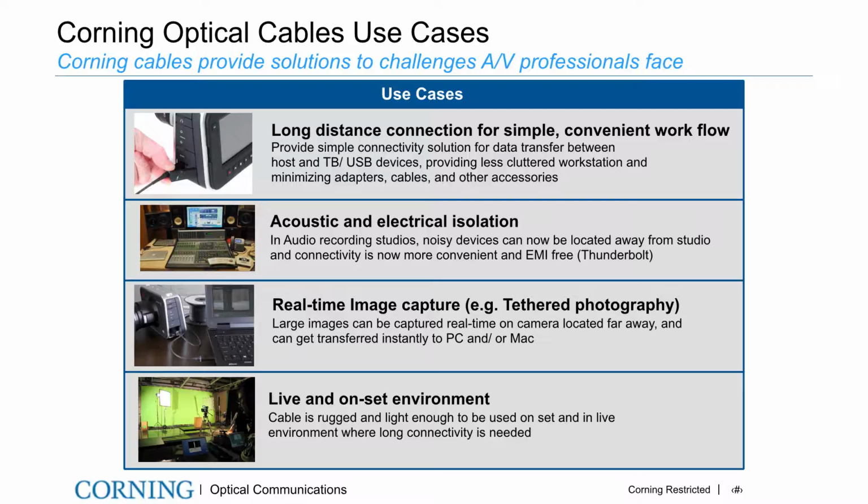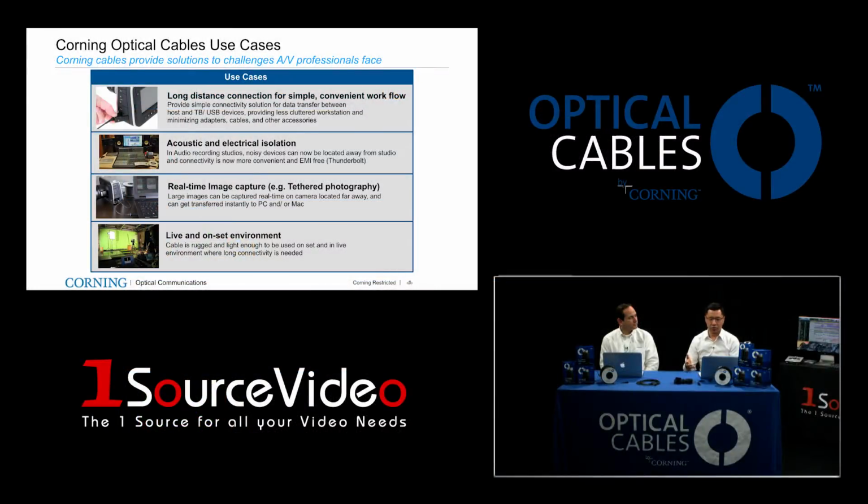The second use case that we see a lot is also in audio recording studios, and our cable is able to provide acoustic and also electrical isolation. So in audio recording studios, you want to be very quiet. And you want to put away all the noisy RAID array storage devices in the machine room, but at the same time, you also want to make that connection available to your host device. And with our one cable, you are able to achieve that.